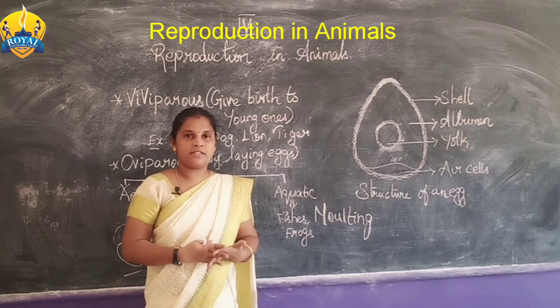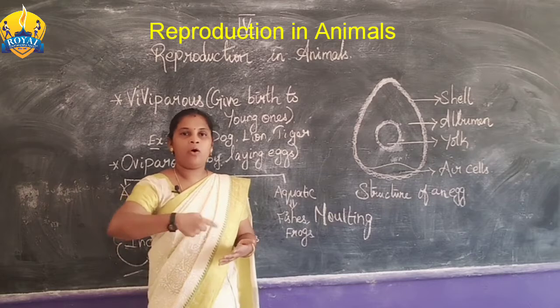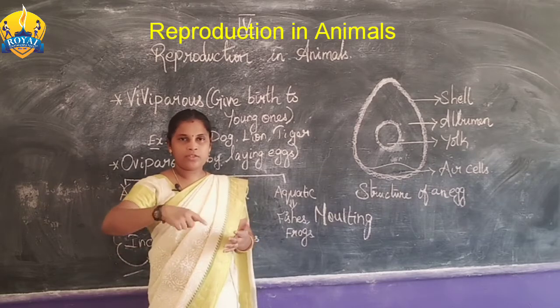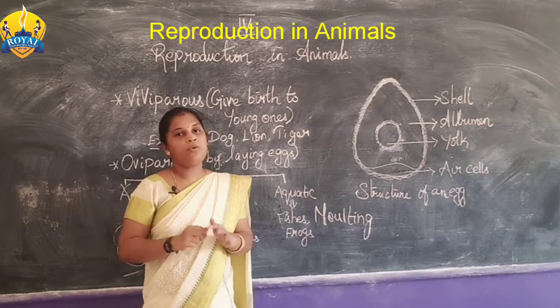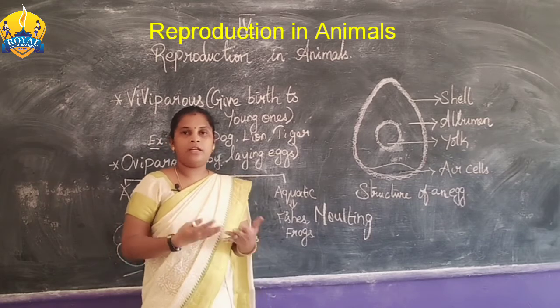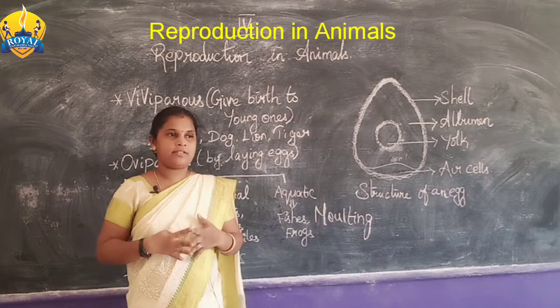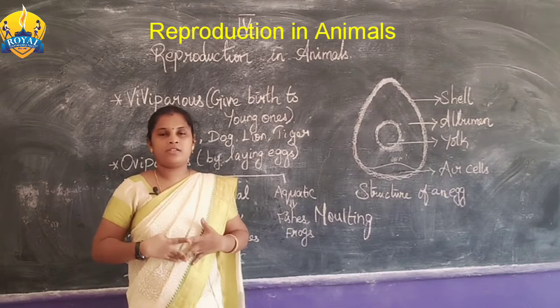Next one is snakes. Snakes also lay eggs, and what does the snake do? They coil around the eggs. They stay there, coiled around the eggs, so that no other animals or human beings, no one can touch the eggs.